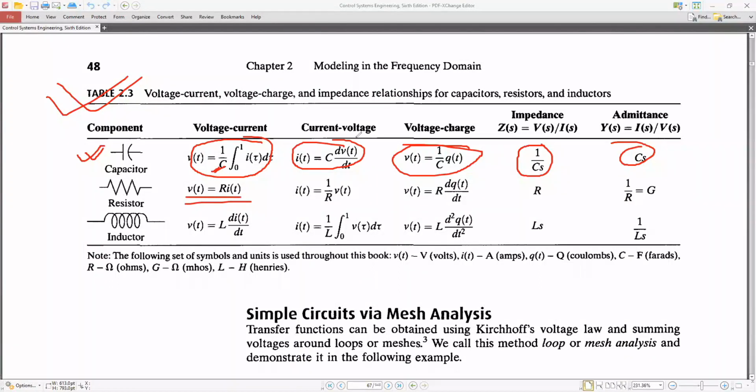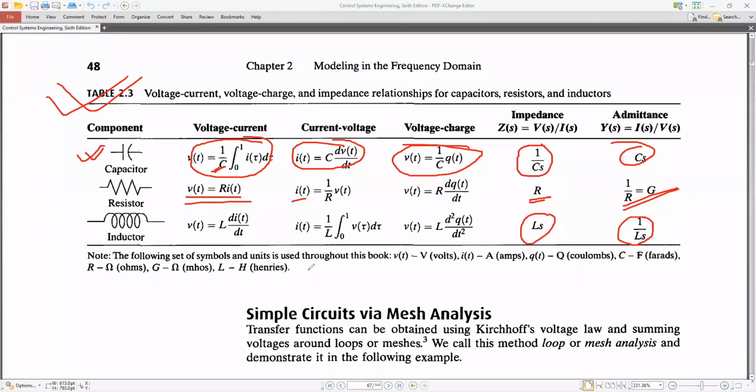And see the resistor equations. v(t) equals R i(t), that is the voltage-current equation. The current-voltage: i(t) equals 1/R v(t). Voltage-charge: v(t) equals R dq(t)/dt. Impedance R, where Z(s) equals V(s)/I(s). Admittance Y(s) equals I(s)/V(s). That is the equation for the resistor. And for the inductor, v(t) equals L di(t)/dt. It is 1/L times the integral from 0 to t of v(tau) d tau. It is L d squared q(t)/dt squared. Impedance Ls, and admittance 1/Ls.